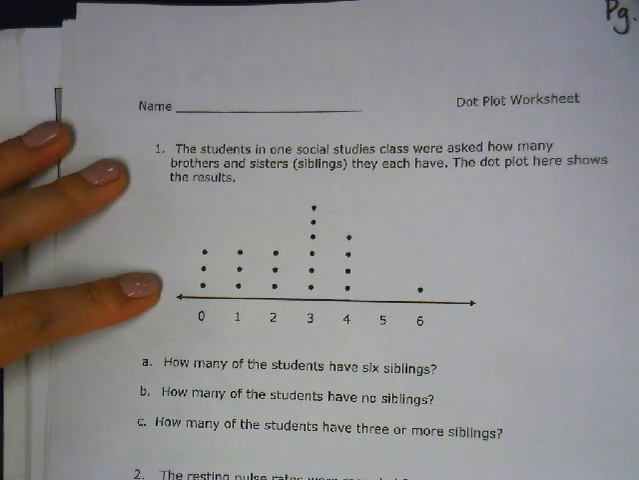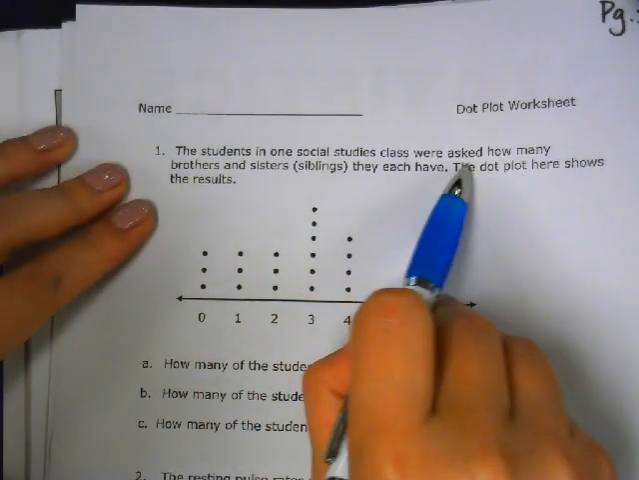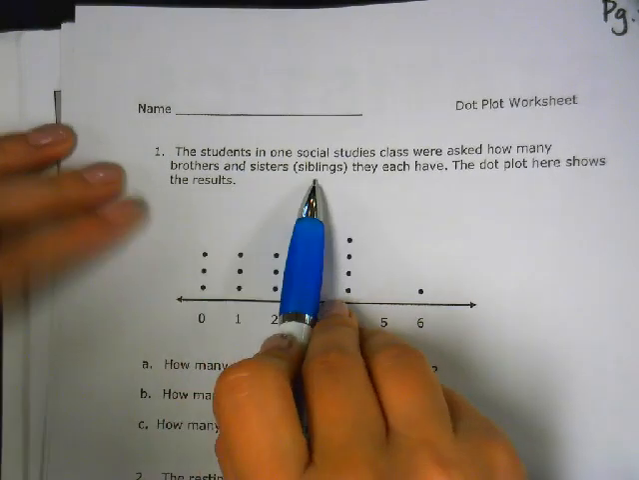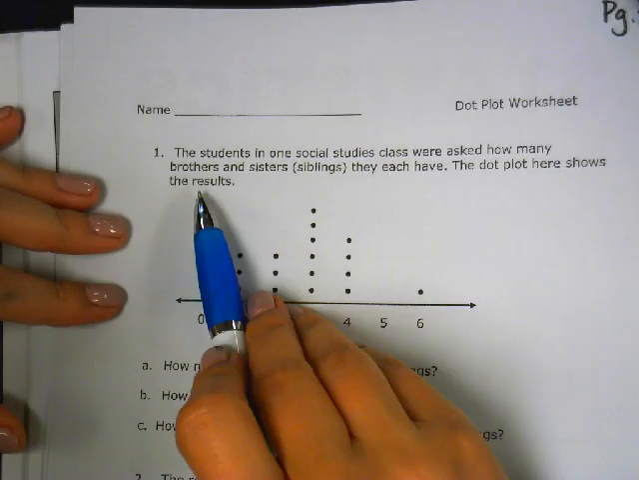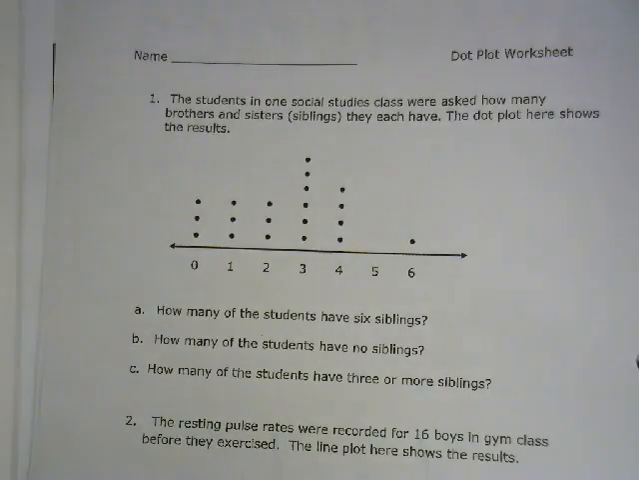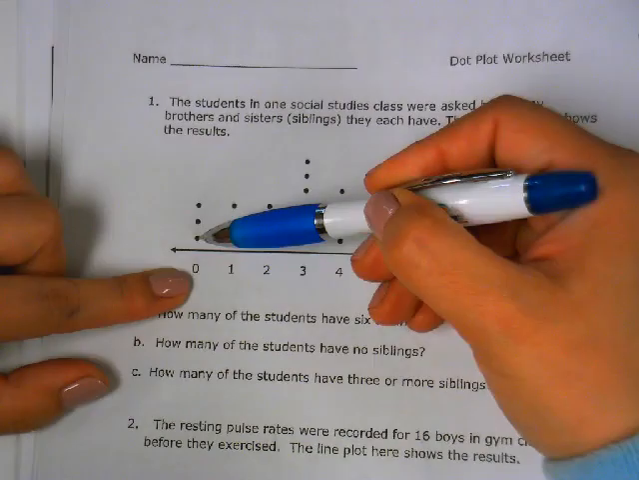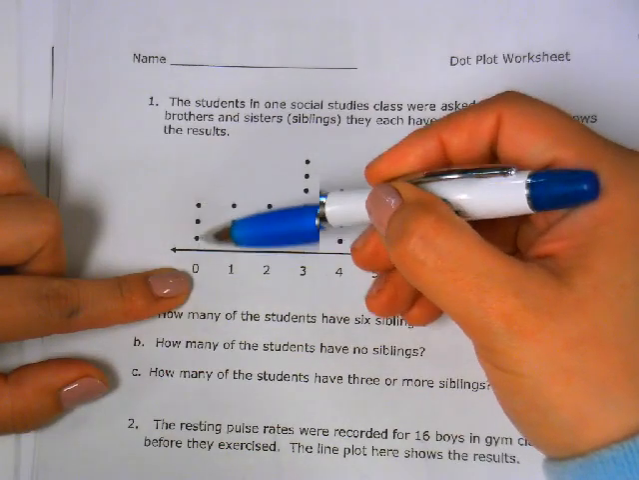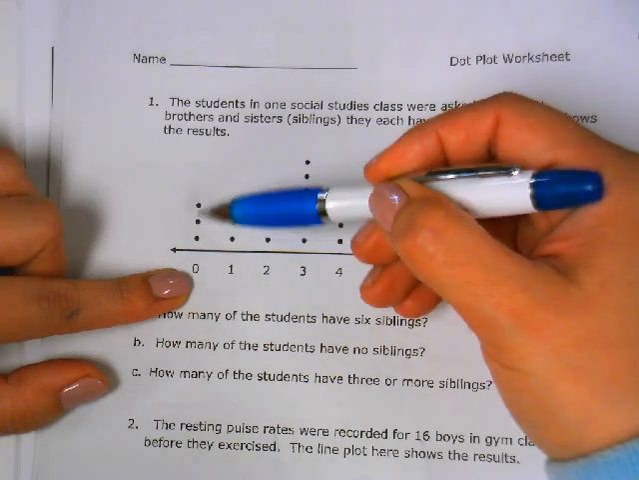The students in one social studies class were asked how many brothers and sisters, siblings, they each had. The dot plot here shows the results. So let's say I ask everyone in the class how many brothers and sisters you have. This person said 0, so I would put a dot there. And so 3 students had 0 brothers and sisters. That's what each dot means.